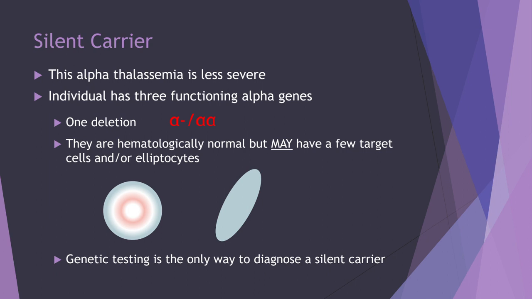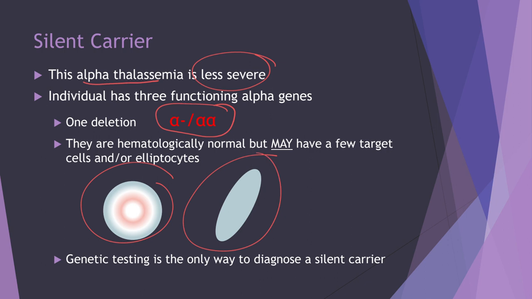Okay, so here we're going to talk about our silent carriers. This is an alpha thalassemia. It is the least severe of the alpha thalassemias. There is only 1 deletion. So they have 3 functioning alpha globin chain loci. So hematologically, patients look fairly normal, but you may see some target cells and you may see some elliptocytes. Remember, target cells are very commonly seen in any disease that has something wrong with the hemoglobin itself. Really, the only way to diagnose this is with genetic testing.